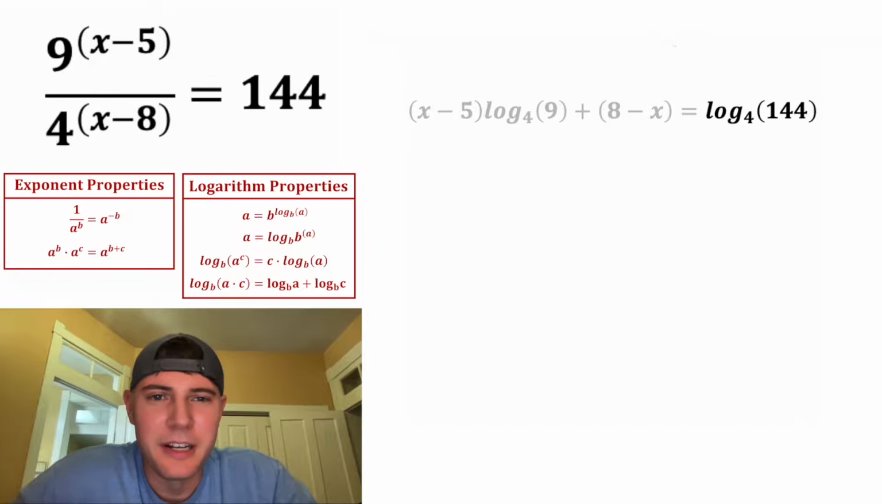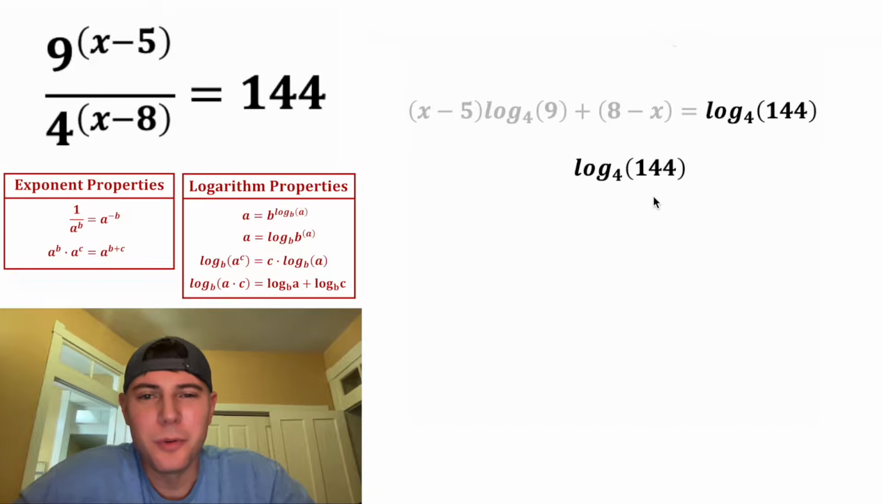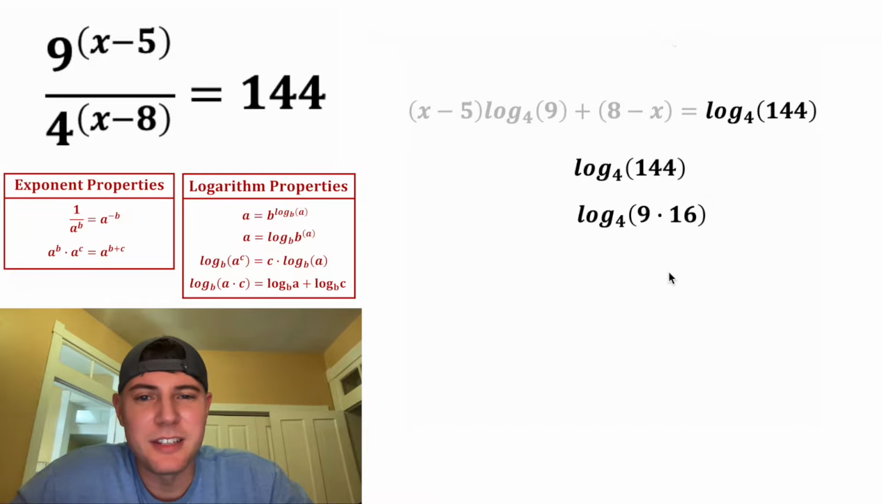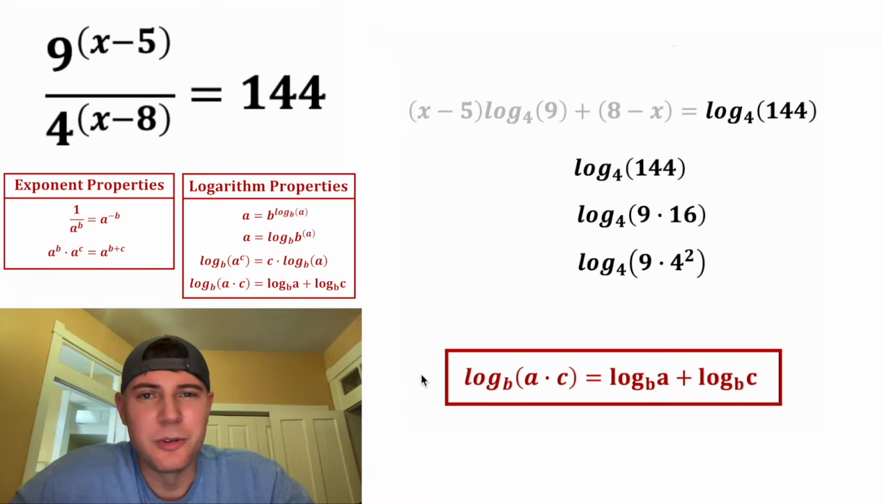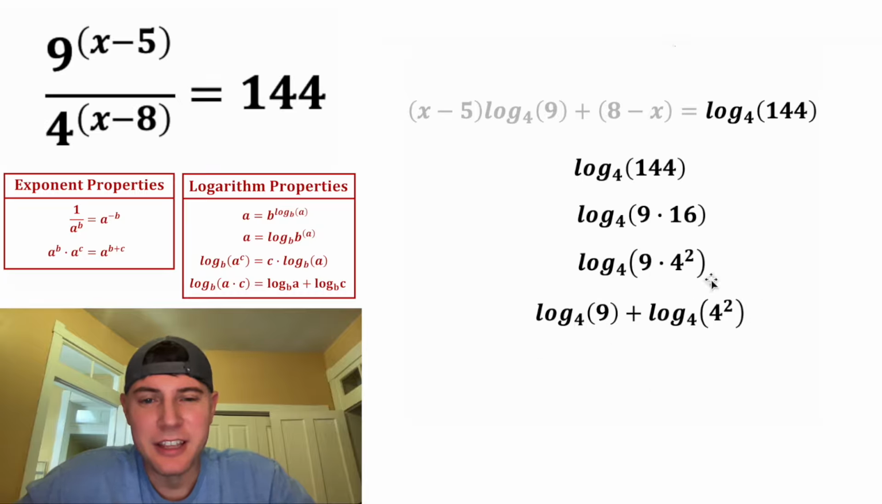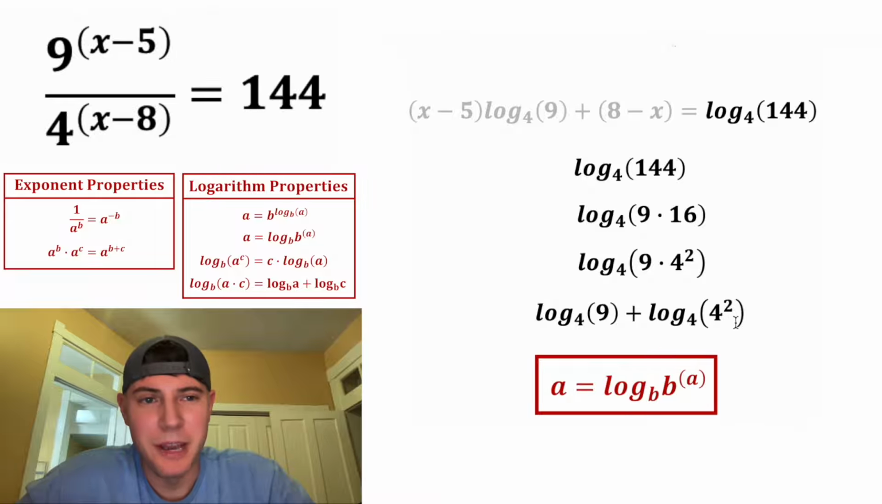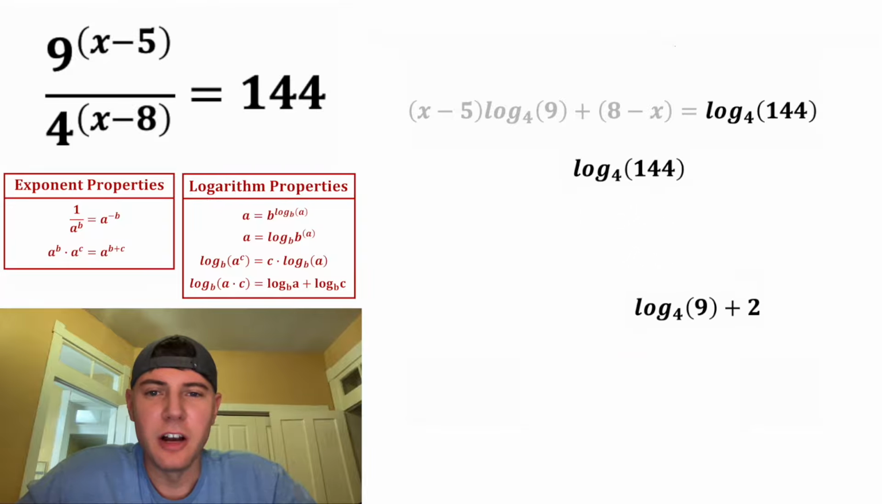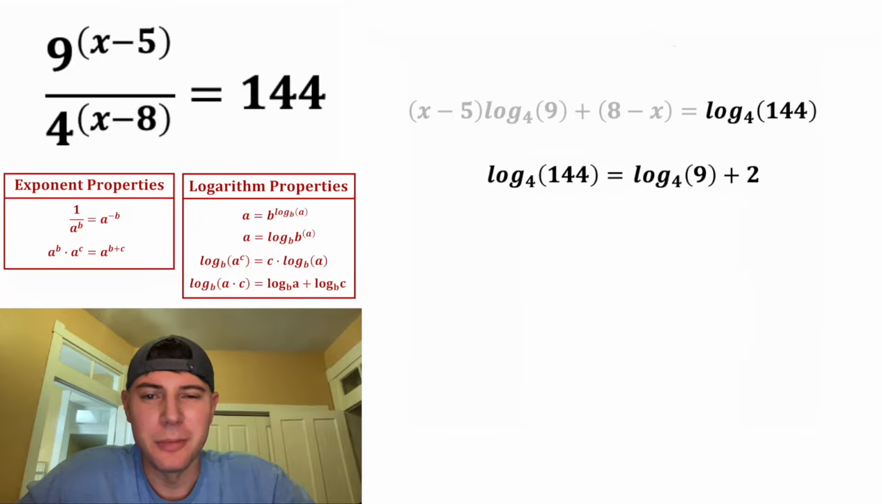Next, let's leave this alone for a minute and let's focus on this right-hand side. Log base 4 of 144. Well, 144 is equal to 9 times 16. And we can break the 16 down into 4 squared. Now let's look at these notes right here. Anytime you have a logarithm where the argument is a product of things, you can rewrite it as a sum of logs. So we can split this into two separate logs where the first one has an argument of 9 and the second has an argument of 4 squared. And then we can clean this up. Since the base of the log is equal to the base of this exponent, we can bring the exponent down and this stuff will go away. So we have now found that log base 4 of 144 is equal to log base 4 of 9 plus 2. So we can update this right here.